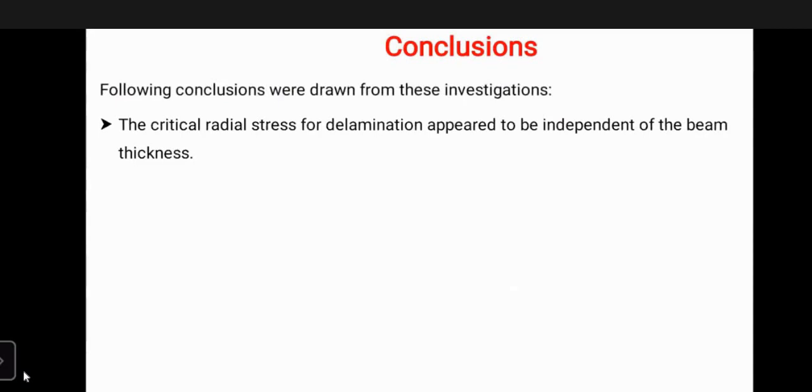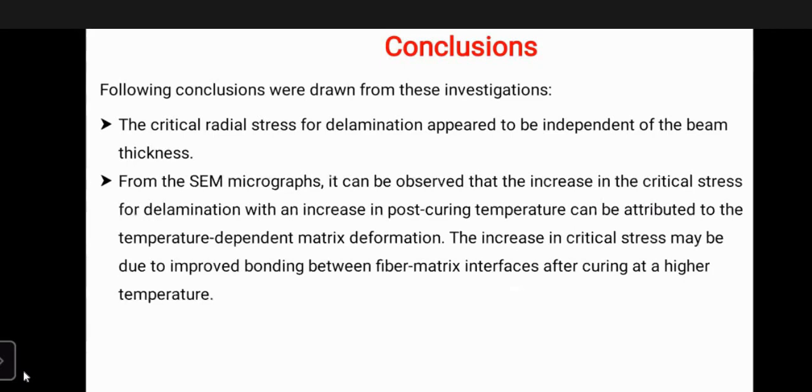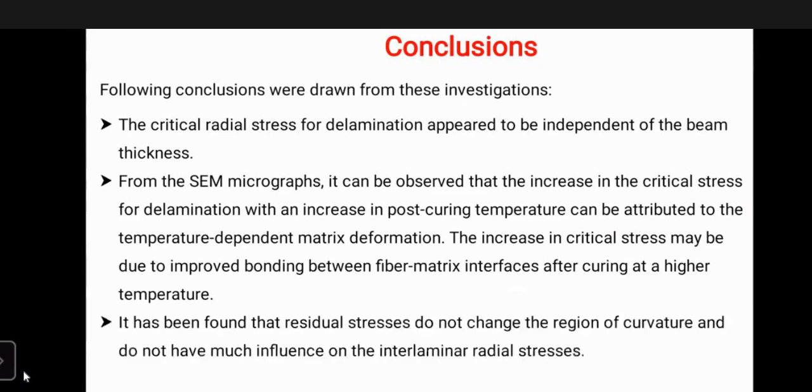The conclusions that we can draw from this research are: the critical radial stress for delamination appeared to be independent of the thickness of the laminates. Then the increase in the delamination resistance, that is the bending strength, is due to the improved fiber matrix bonding after curing at higher temperature, and the state of residual stresses doesn't have an influence on the interlaminar radial stress.